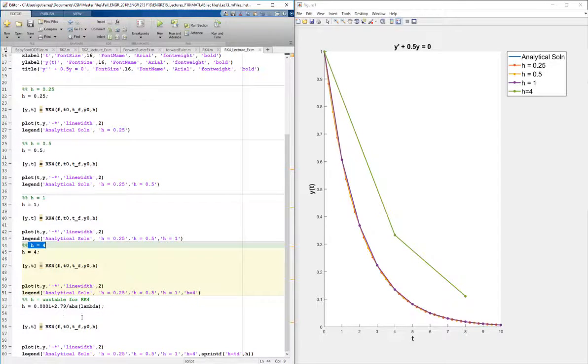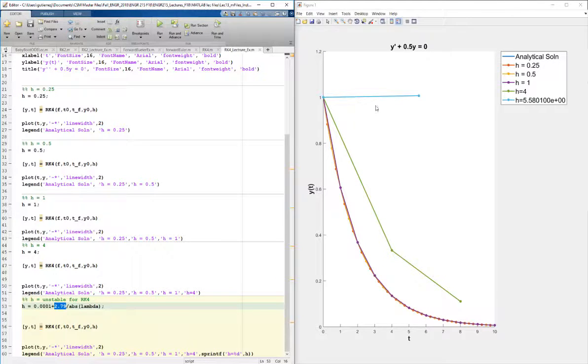And remember, the stability limit here is actually increased to 2.79 divided by the absolute value of lambda. So if I evaluate this, what I would expect is now my solution for RK4 to become unstable. And in fact, we do see that is the case. So now we have an unstable solution. You can't go with too large of a time step; it is bound by 2.79 over the absolute value of lambda. So that is our limit of stability for RK4.